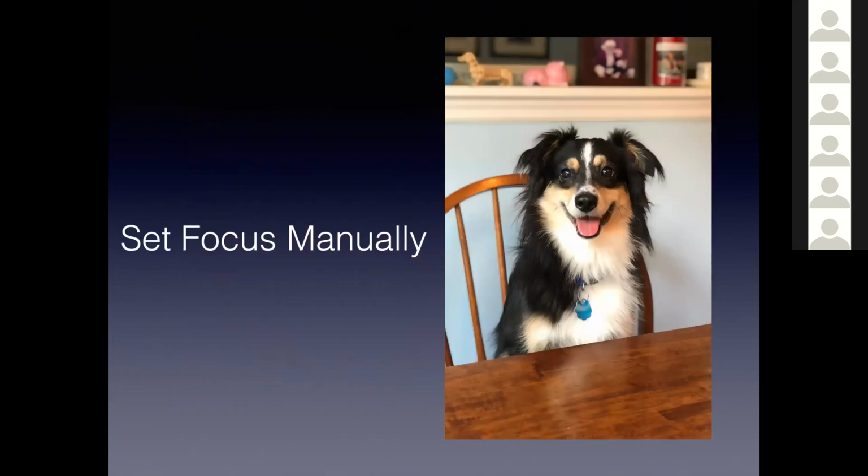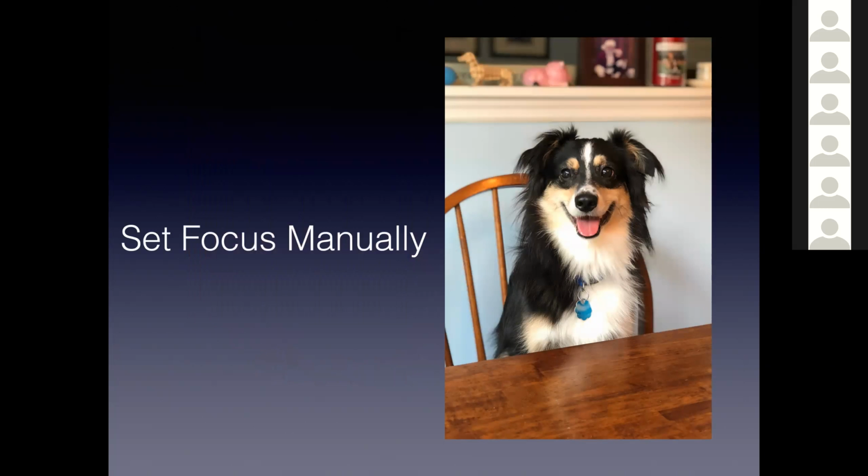Set your focus manually. You can actually do this on the phones by holding down on the center screen, and you'll see a square come up, and that will lock your focus. It will lock your focus and your exposure. That way, when the subject is there, you don't have to worry if you move slightly or do something. Your focus is there, especially if your subject is moving.